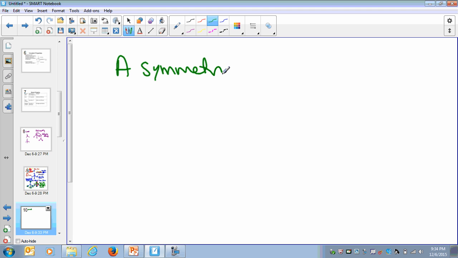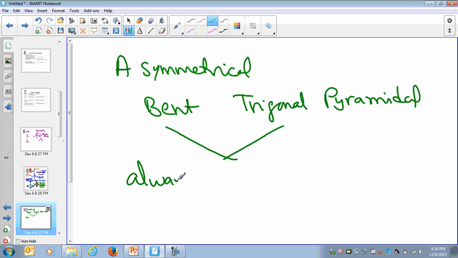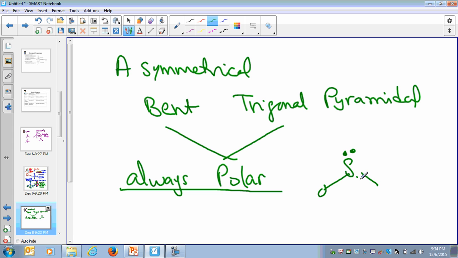Asymmetrical shapes are bent and trigonal pyramidal. They are always polar. Even if their bonds are non-polar, the molecule is going to be polar because of the free electrons, the delocalized electrons. They take more space on the central atom. They kind of bend the bonded pairs downward, and that makes the molecule polar.